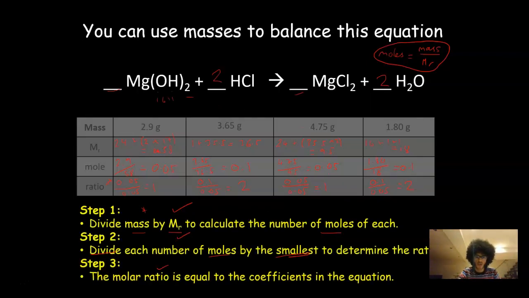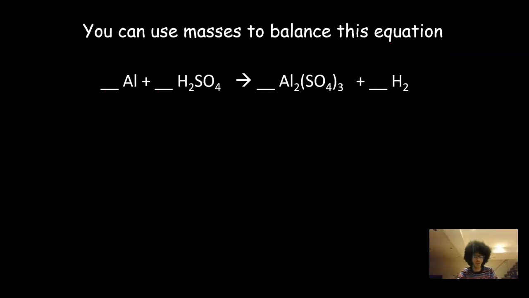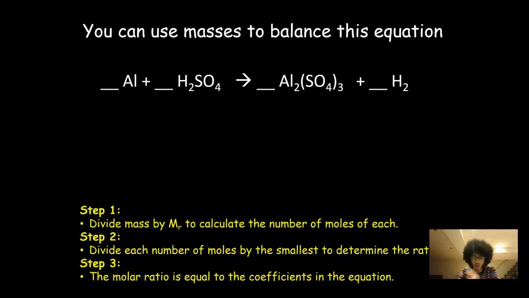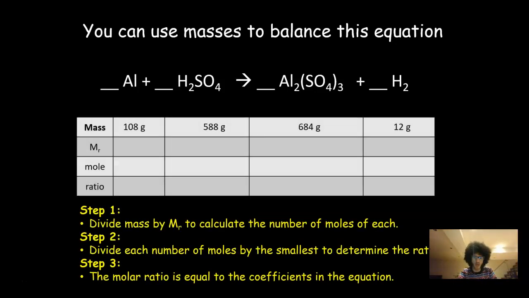Okay, so let's try another example, maybe a little bit more complicated. Here I've got aluminium reacting with sulfuric acid to create aluminium sulfate and hydrogen. Now the steps I'm going to use are exactly the same. We've got slightly more complicated formulae, but however complicated it is, the steps are exactly the same. So the first thing I need to work out is moles, but to do that, remember moles equals mass divided by MR. So I need to first work out the MR.